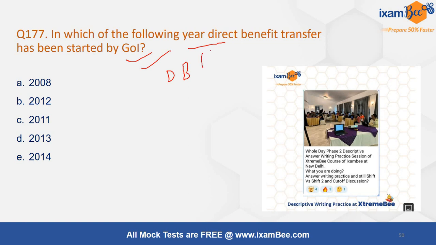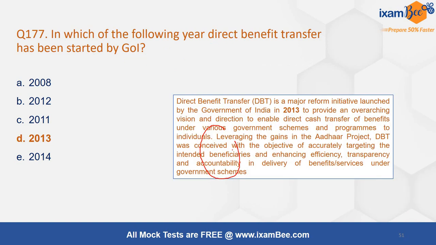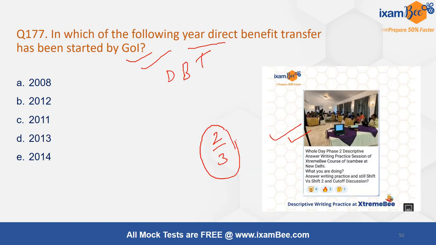DBT, direct benefit transfer in the accounts of the beneficiaries. I have realized in most of my discussions with students that students fear writing and have been in the habit of doing all MCQs. So for this RBI Grade B exam, when two-thirds of the exam is descriptive, Phase 2, and your interview also, you can say it's a kind of descriptive preparation. You have to talk about what you have understood.